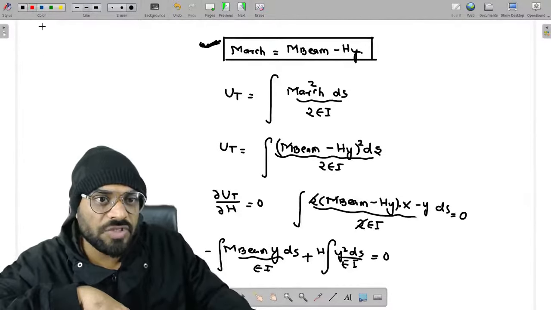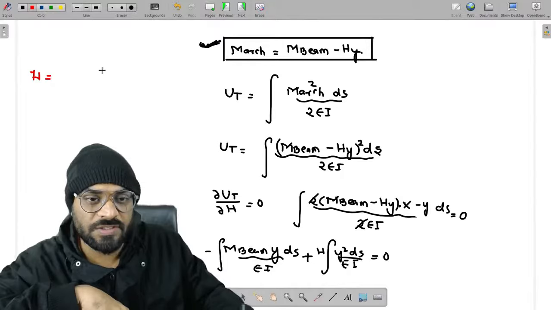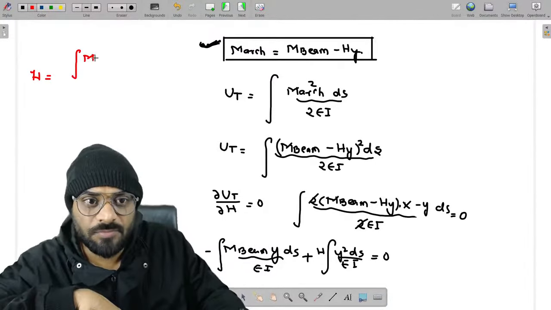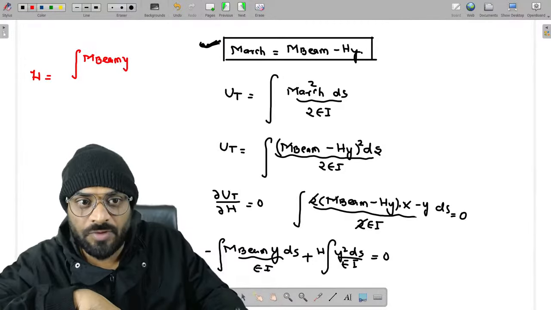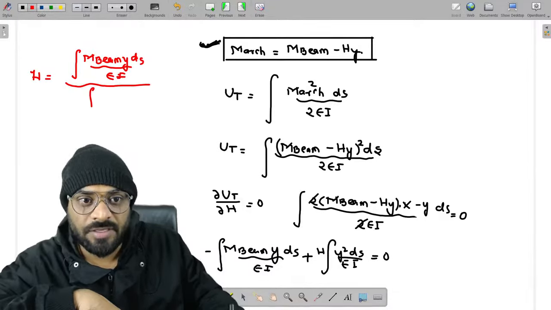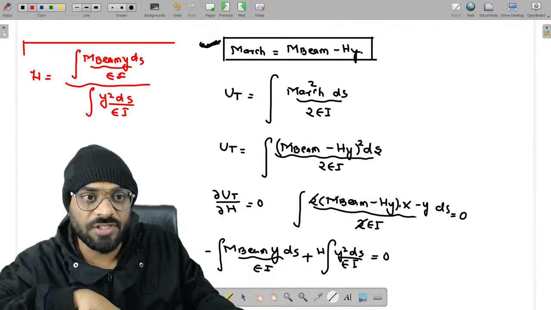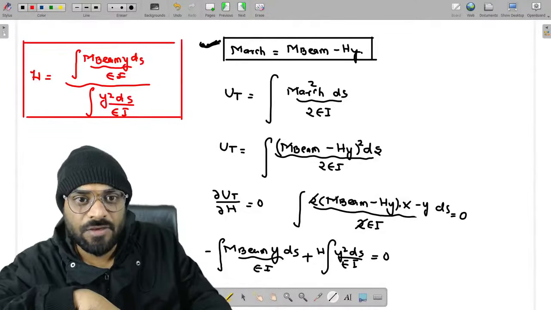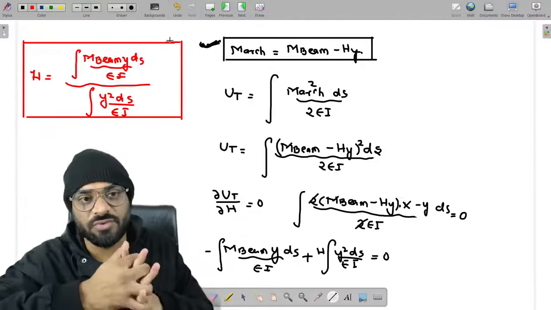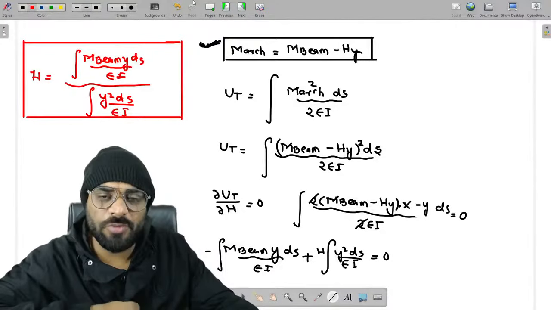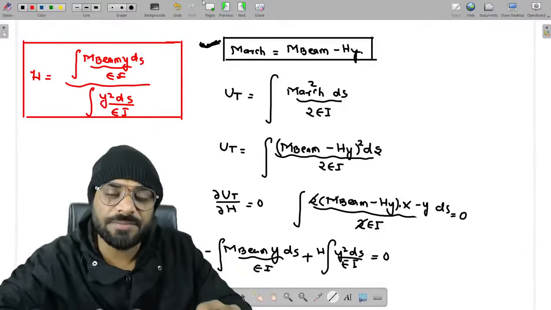So the formula which we have to use to calculate the horizontal thrust in case of two-hinge arches is H equals integration M beam y ds divided by EI, divided by integration y square ds upon EI. So this is the formula which you have to use to calculate the horizontal thrust. Clear? For horizontal thrust calculation, this is the formula which we are using. Clear? What is M beam? Beam moment, which means the bending moment due to the vertical loading only, right? Okay.